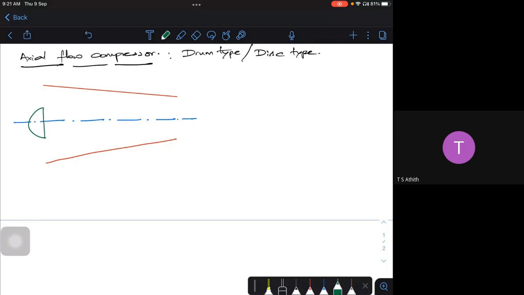This is just to ensure that I have a smooth entry of the fluid. That's it. Okay. So this is my rotor. On the rotor, I'll be having the blades. These are called rotor blades. I can start with a bigger blade, then go on decreasing the blade size. This is on the rotor. These are my rotor blades.